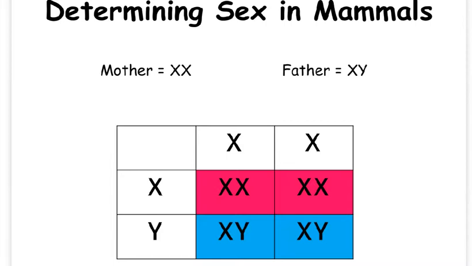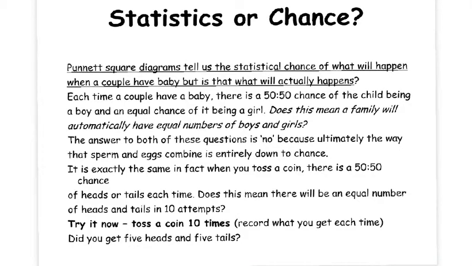We can also use Punnett square diagrams to show the chances of inheritance for any trait that is controlled by a single gene. But we have to remember that Punnett square diagrams tell us the statistical chance of what will happen when a couple have a baby, but not necessarily what will actually happen.